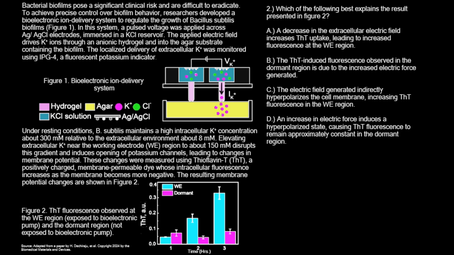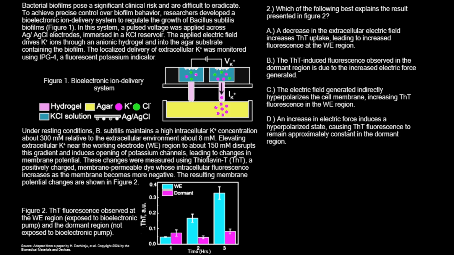Here is question number 2. It reads, which of the following best explains the result presented in figure 2? Answer choice A says a decrease in the extracellular electric field increases THT uptake, leading to increased fluorescence at the WE region.